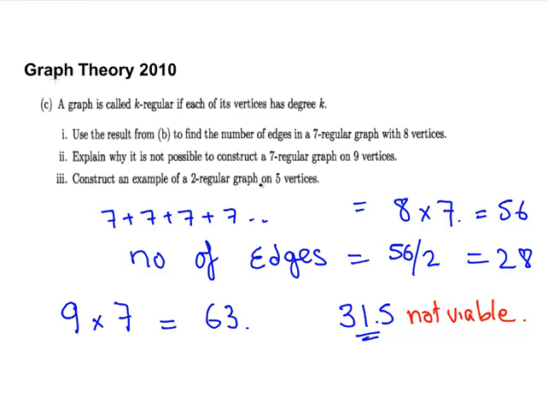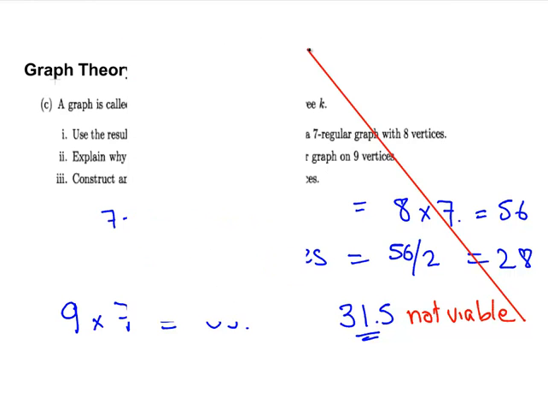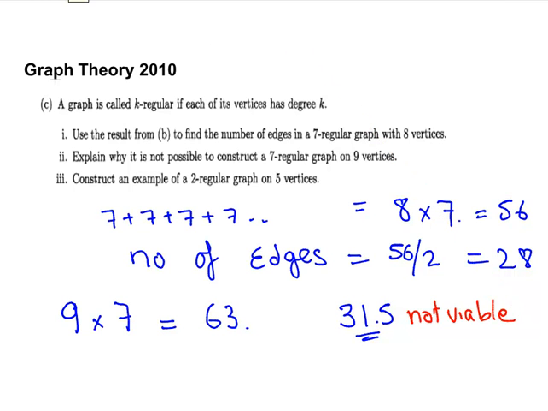Construct a 2-regular graph on 5 vertices. Let's do that up here in the top corner. Let's do that again. So 1, 2, 3, 4, 5, and let's just add them all up together like that. So that is a 2-regular graph. Each vertex has degree 2. And there's 5 vertices. So that is the end of that one there.